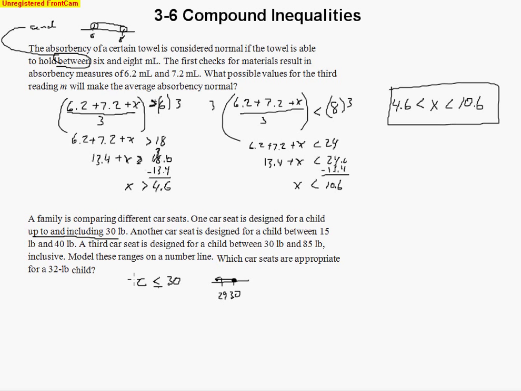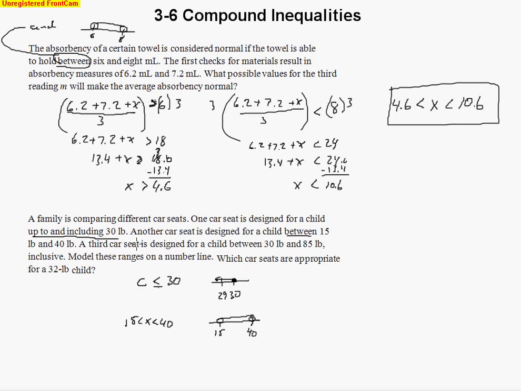And then the next one, another car seat is between. So between means that it's between 15 and 40, and it doesn't include those two numbers because it doesn't say it does. So x has to be greater than 15, but less than 40. So we'll go ahead and write that in there. There's 15, there's 40, and open circles on those because it doesn't include those numbers, but between those numbers.